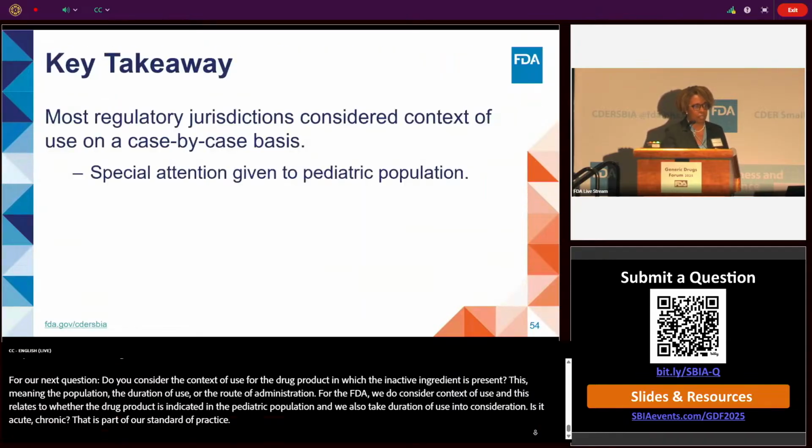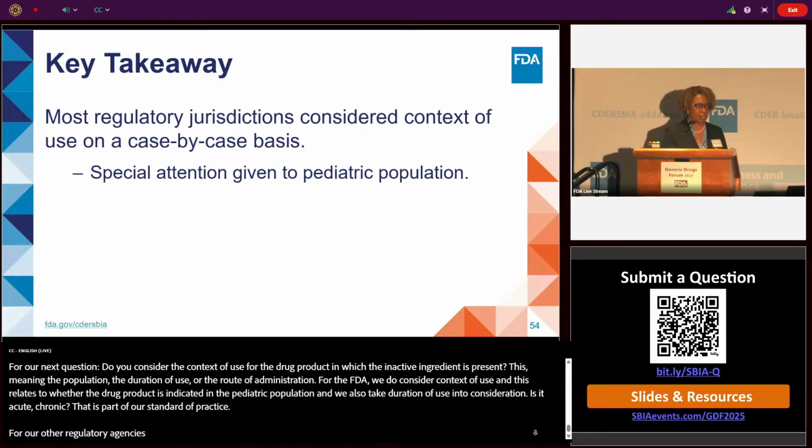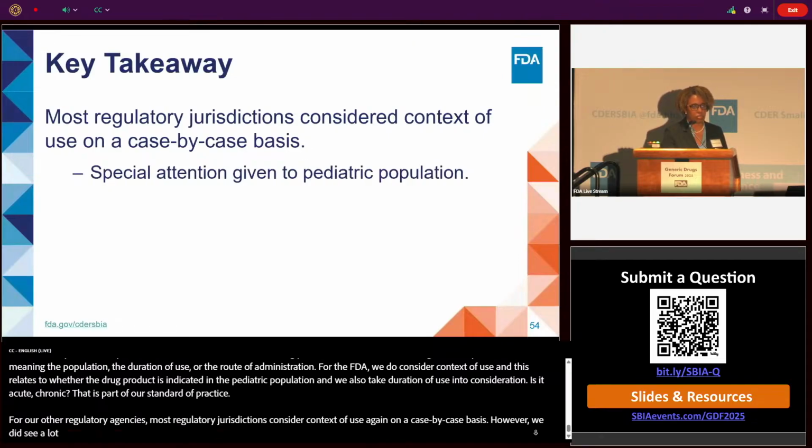For our other regulatory agencies, most regulatory jurisdictions consider context of use, again, on a case-by-case basis. However, we did see a lot of responses honing in on giving special attention to drug products that are indicated in the pediatric population.